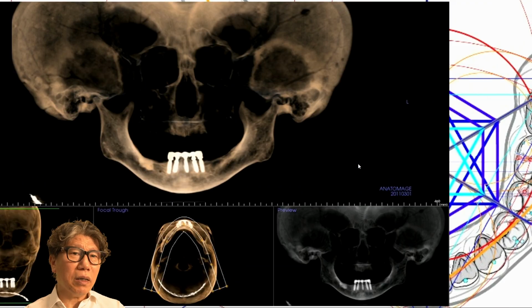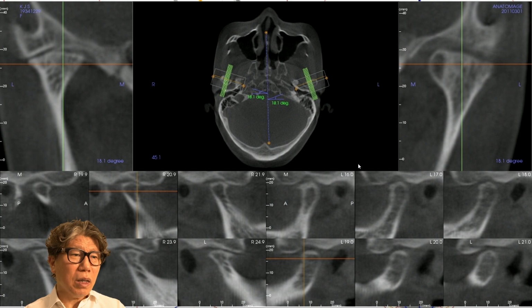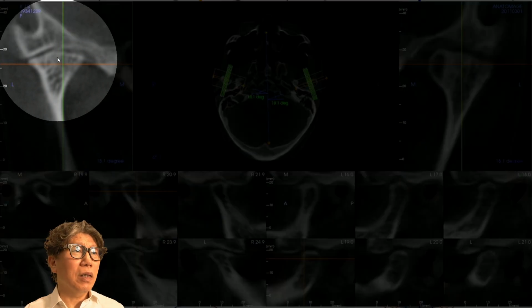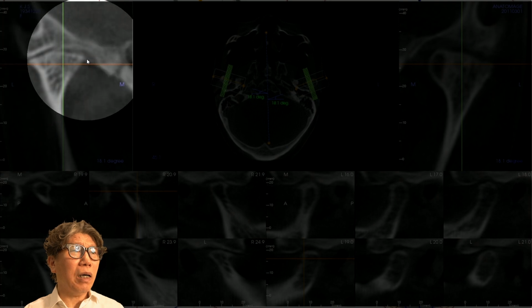There is nothing special when looking at the CT scan, and this is a typical case upon observation. If you look, in the TMJ there is no disc, and everything is ruined without anything left.